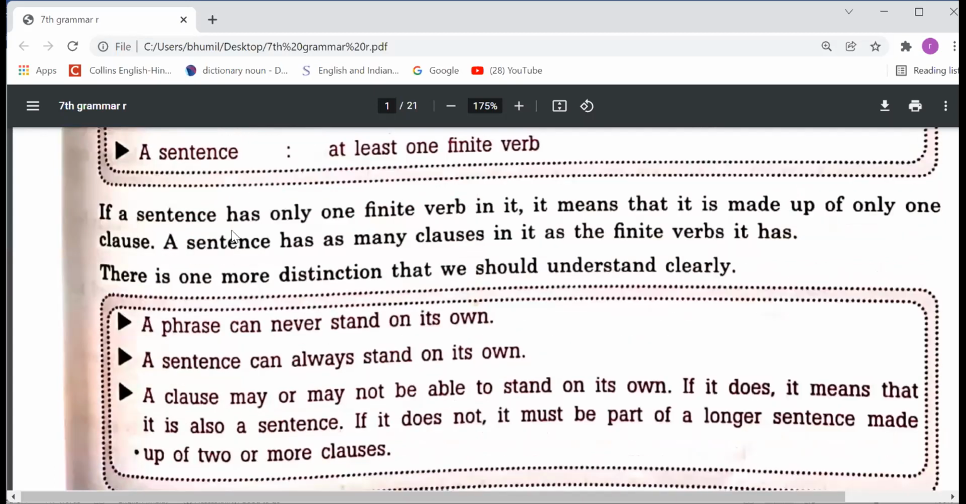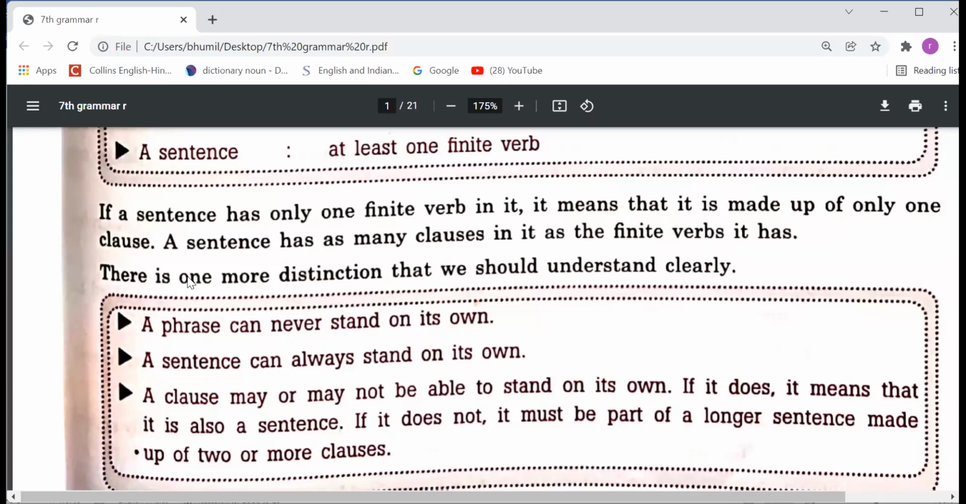Next, if a sentence has only one finite verb in it, it means that it is made up of only one clause. अगर sentence में एक ही finite verb हो, तो इसका मतलब उस sentence में एक ही clause है, क्योंकि clause क्या होता है, जितने subject और जितनी finite verb उतनी clause. एक sentence में एक clause भी हो सकता है, एक से ज्यादा clauses भी हो सकती हैं. A sentence has as many clauses in it as the finite verbs it has. तो एक sentence में एक से ज्यादा finite verb भी हो सकती हैं, उतने ही clauses होंगे जितने finite verbs होंगे.